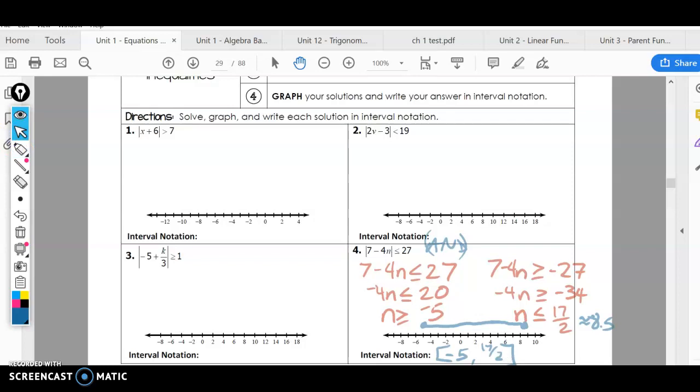You can do some extra problems. We're going to do some more challenging problems in class, but write down what general questions you have so far on solving these absolute value inequalities, and see everybody next time.